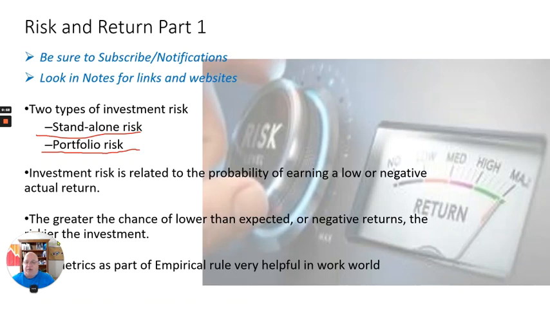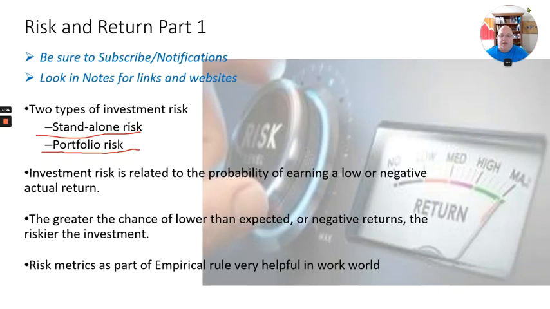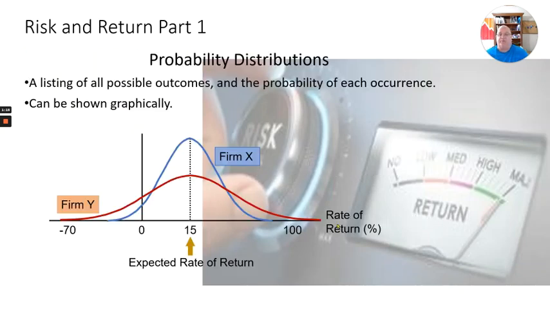And another part of it that's actually kind of interesting is this idea of risk metrics as part of the empirical rule. Many times people have done this in classes out there, business stats classes and so forth, but they haven't really applied it, and that's an important part of what's going on here too. So ultimately, we do have the risk and return. Part one is to look at the probability distributions.